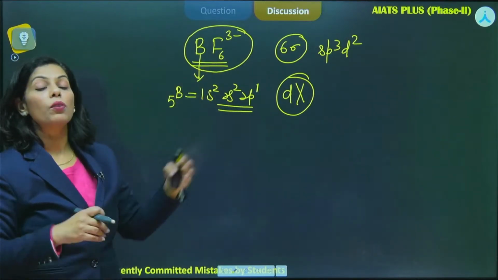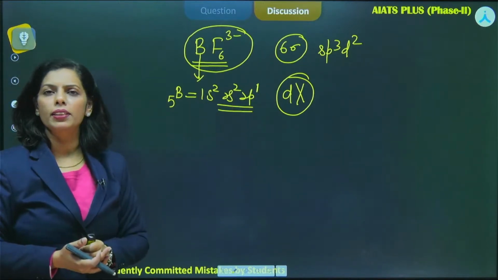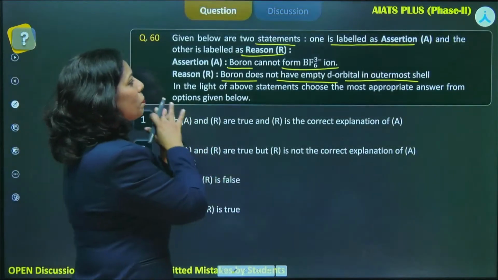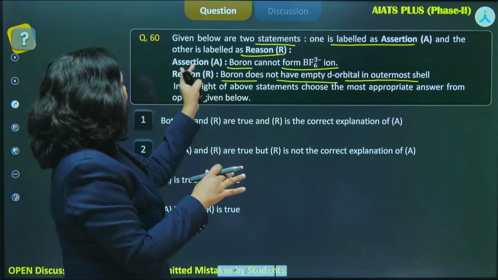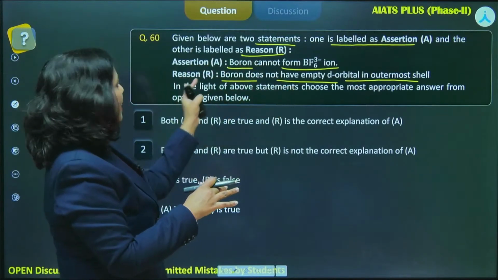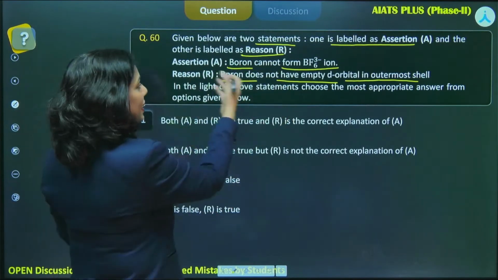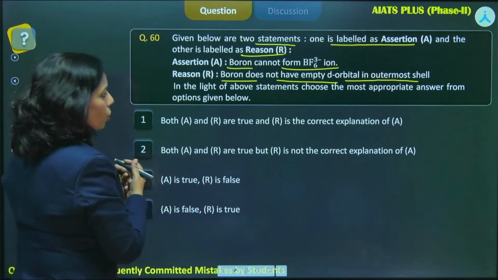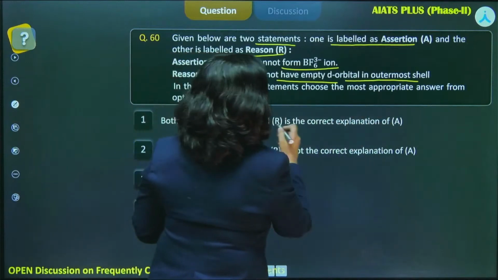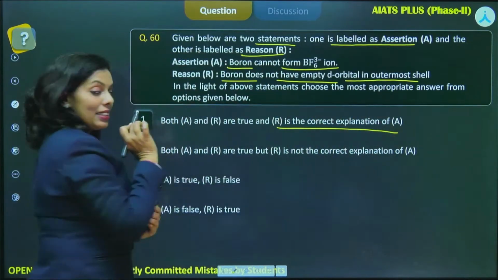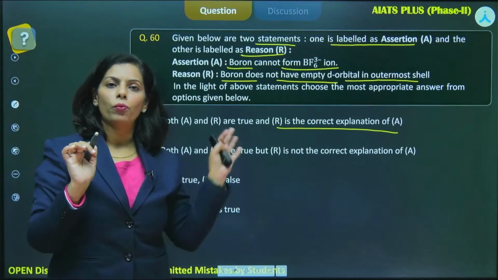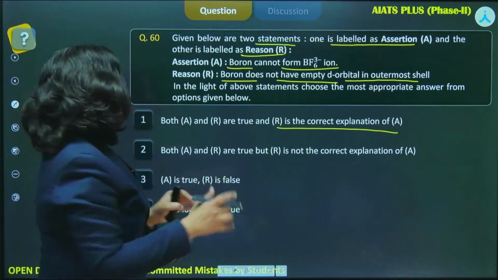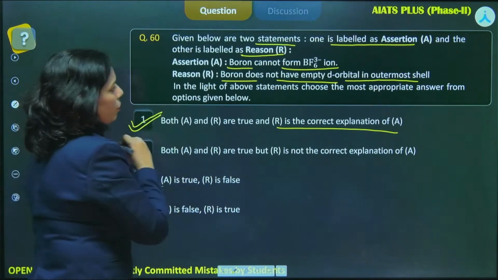The second question, that why it's not there? Because the d orbitals are not present in the second subshell. How d orbital can be there, right? So the question is pretty simple. Assertion is true, reason is also true, explaining the assertion, and the answer is both A and R true, and R is the correct explanation of A. Is this clear? Just let me know whether this question is clear to you or not. Okay, so answer is option 1 that I'm marking here.